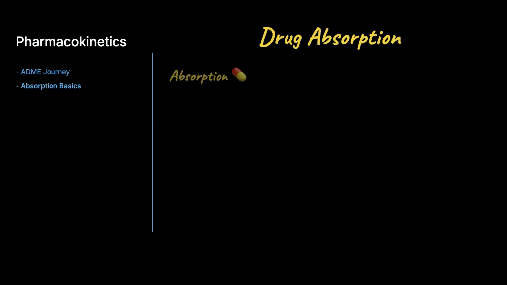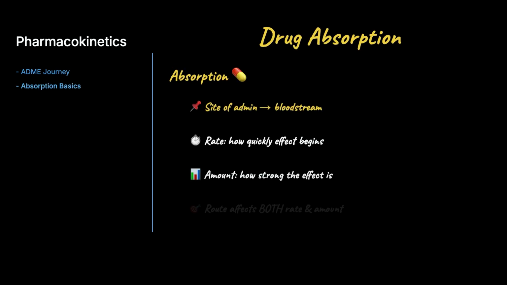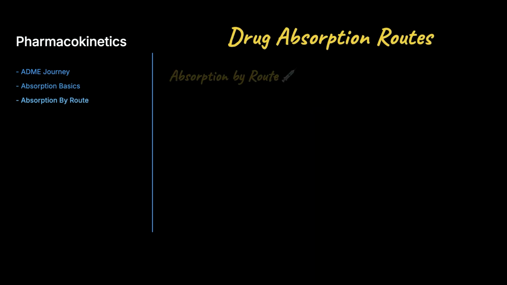The first stop is absorption, the movement of a drug from where it was given into the bloodstream. 3 principles apply every time. The rate of absorption determines how quickly the medication takes effect. The amount absorbed determines how strong that effect will be, and the route you choose affects both the rate and the amount. Let me make this concrete.